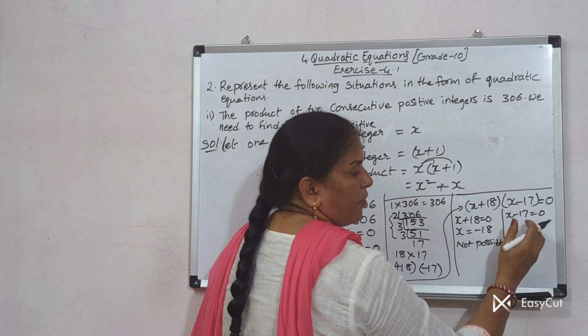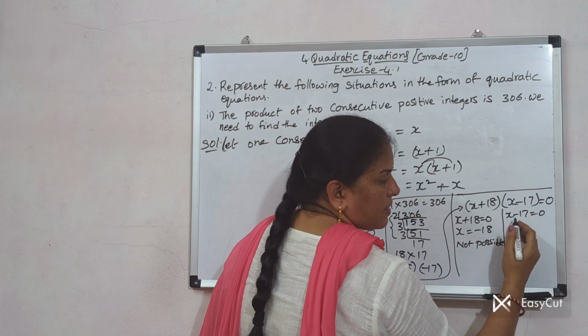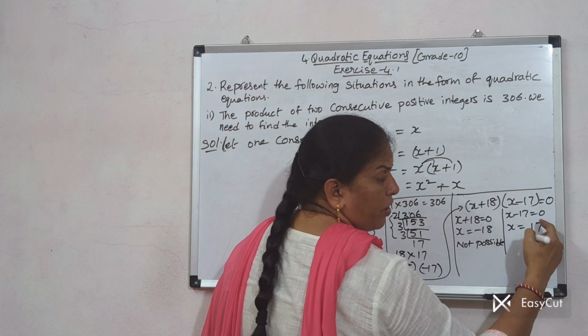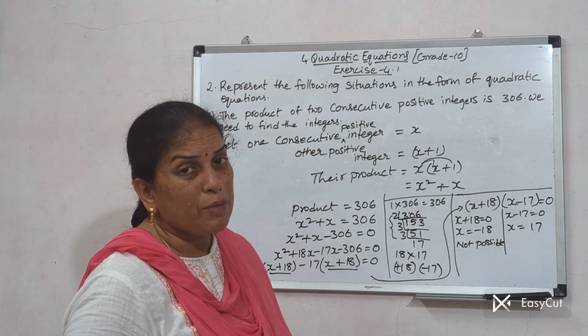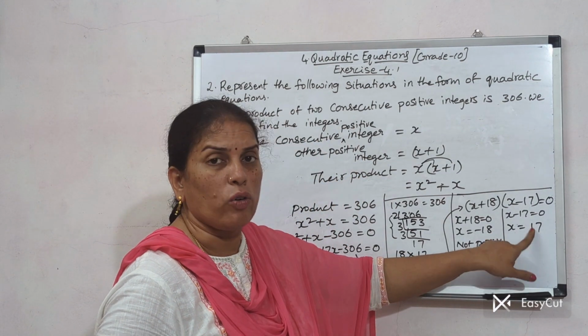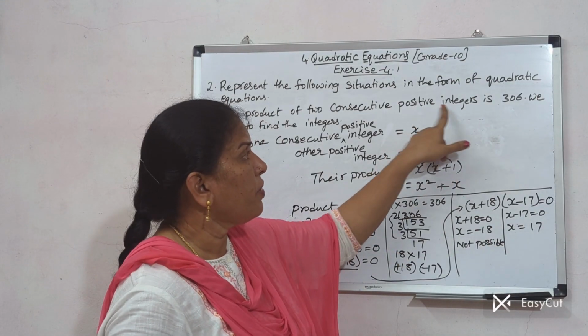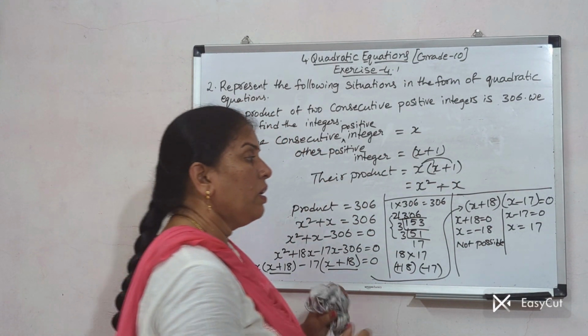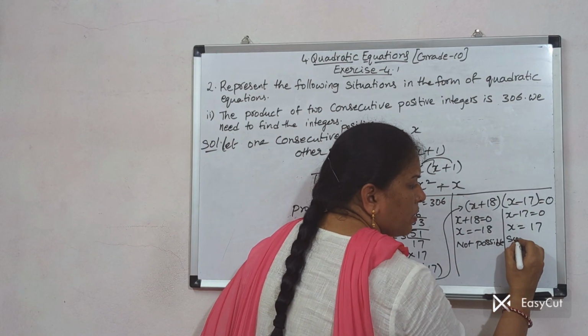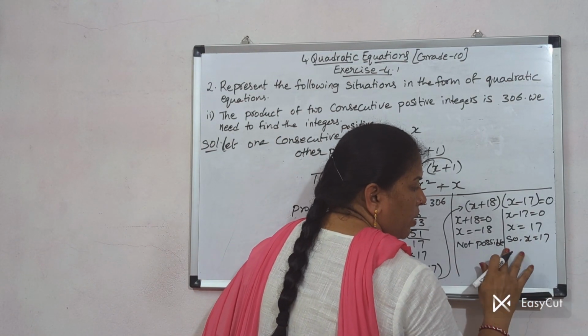Now we will check this one. Minus 17 going to that side becomes plus 17. No need to write 0. So the x value is equal to 17. Is it possible? Is it positive or negative? Positive only. We got positive integers. So what is the value? x is equal to 17.